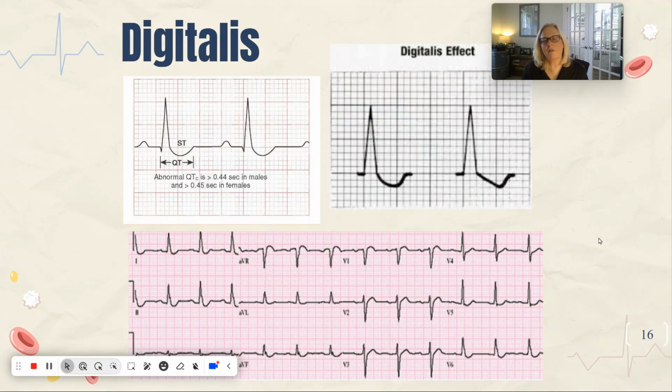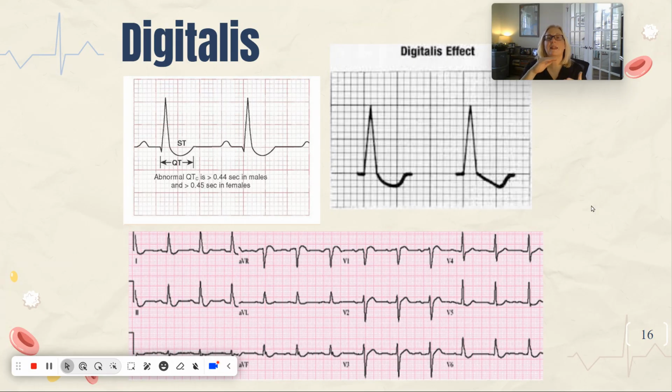So here's a couple more examples of what digitalis looks like. And you can see scooping right here. Here's a scooping. Here's a scooping at the bottom here. So it kind of looks like downsloping into a scoop. And this is a definite scoop. And on the EKG down here, you can see scooping, scooping, scooping, scooping. It doesn't happen in all of them, but a good majority of them have that little scoop.